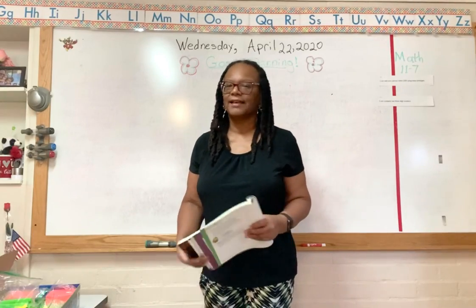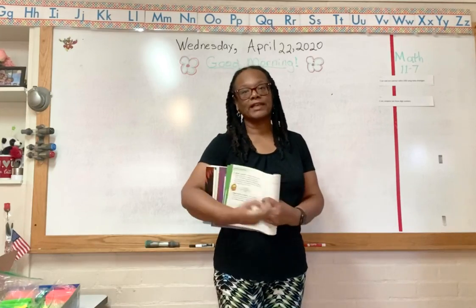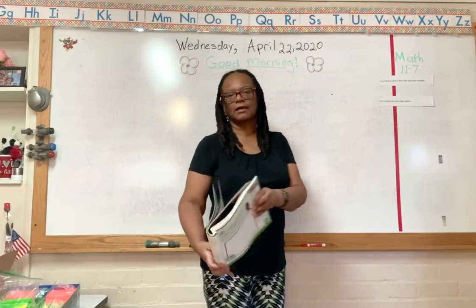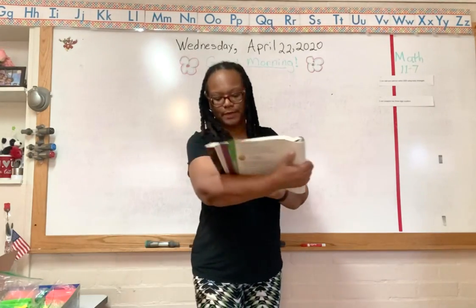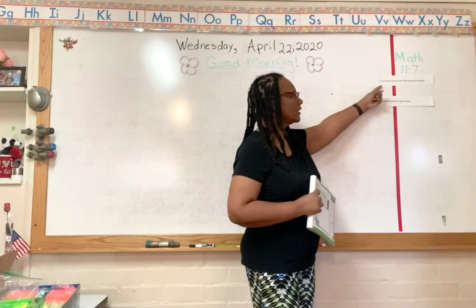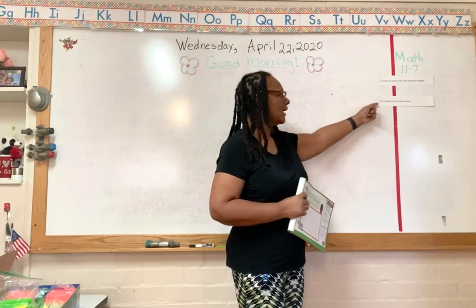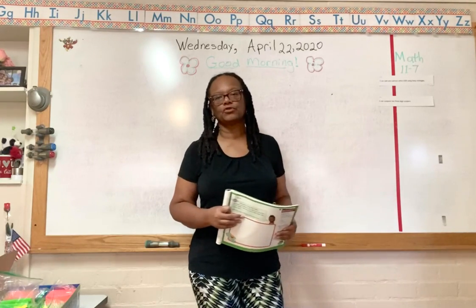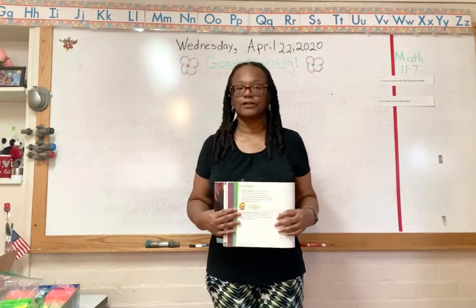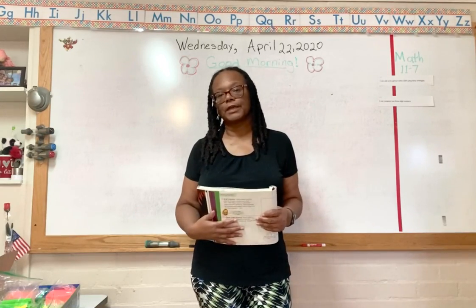Good morning, class. Today is Wednesday, April 22nd, and this morning I'm going to help you with math lesson 11-7. It's on page 673 in your math book. We are going to be able to subtract three-digit numbers up to 1,000 and be able to compare two three-digit numbers. Well, we've been studying different strategies to learn how to subtract three-digit numbers.